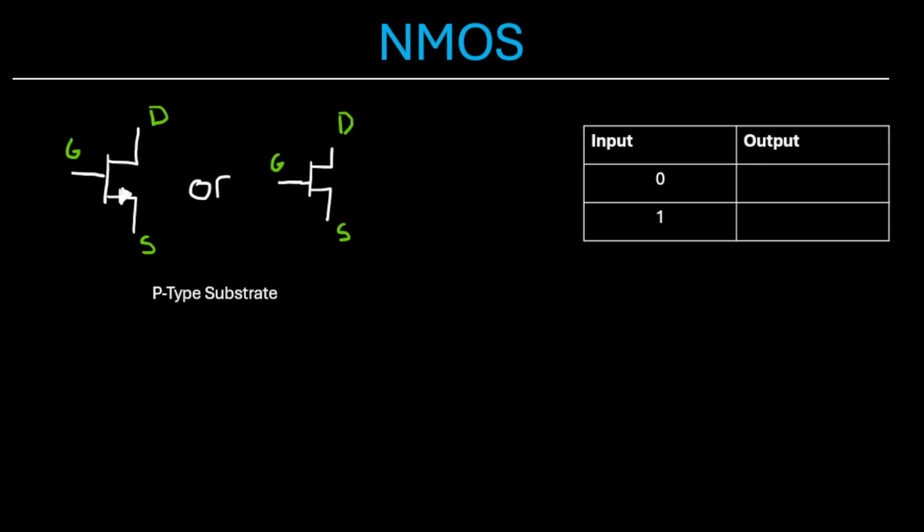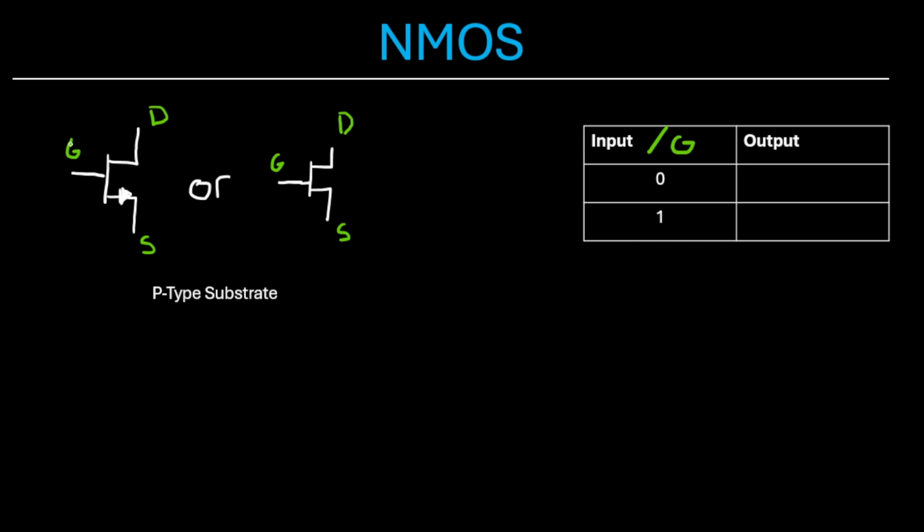So let's take a look at the NMOS transistor first. Here we have two symbols for an NMOS transistor. Both are interchangeable. They each have a gate, drain, and source, and they are of the P-type substrate. So we can make a truth table to map the behavior of these transistors, where our input is applied to the gate of these transistors.